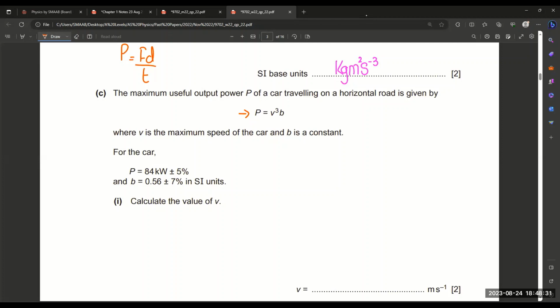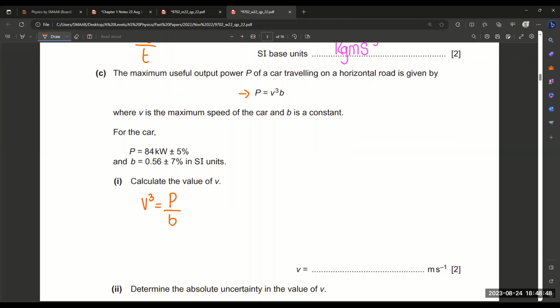So basically we need to calculate the value of V. First of all, we simply follow the procedure from the formula. P is equal to V cube B, so we need to find out V. V cube will be equal to P over B, so we take the cube root of P over B, and the values of P and B are given.